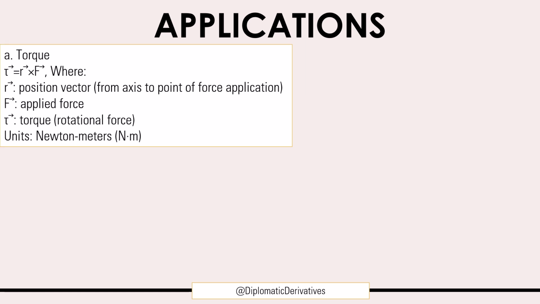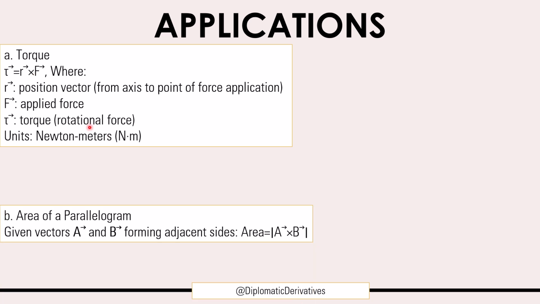Now its applications. In the previous scalar product we talked about applications in work done and projection of A on B. Here we have a wider scope for the cross product. We talk about torque. How do you find torque? Torque is a vector and its formula is r cross F. These are two vectors: r is a position vector from the axis to the point of force, and F is the applied force. Torque is a rotational force, and the unit for torque is Newton meter, since the position vector is in meters and force is in Newtons.